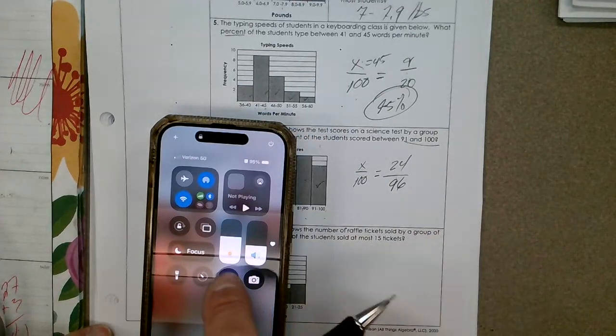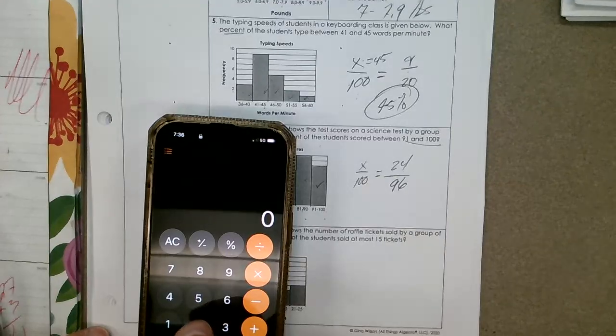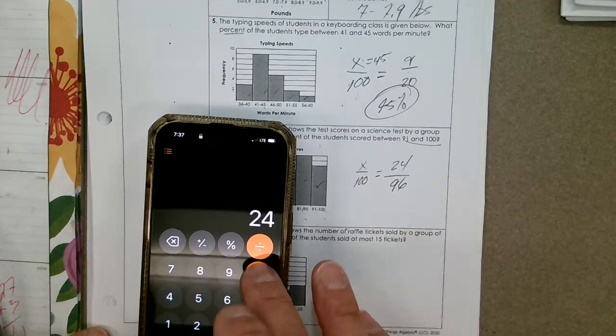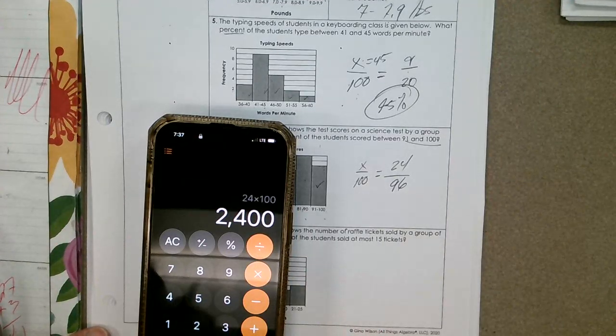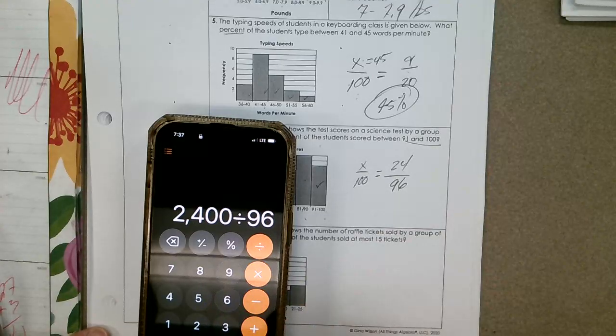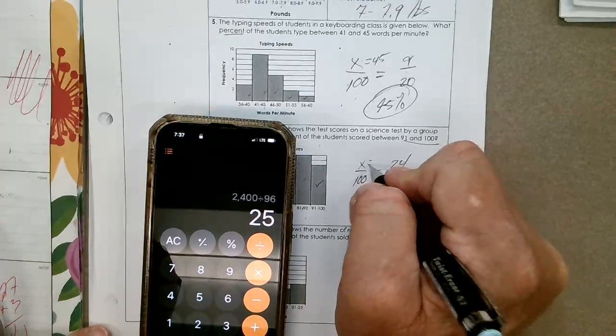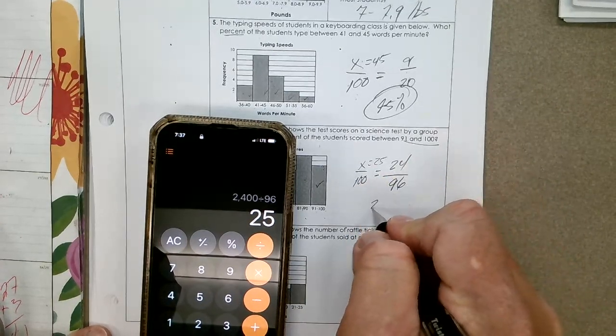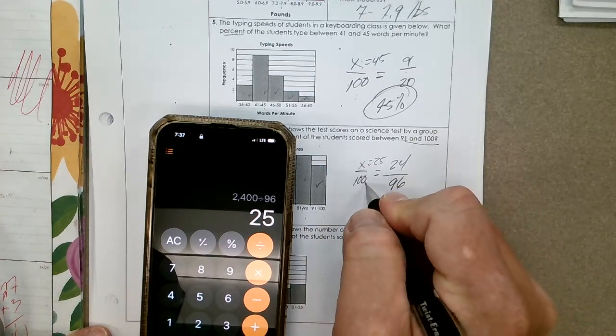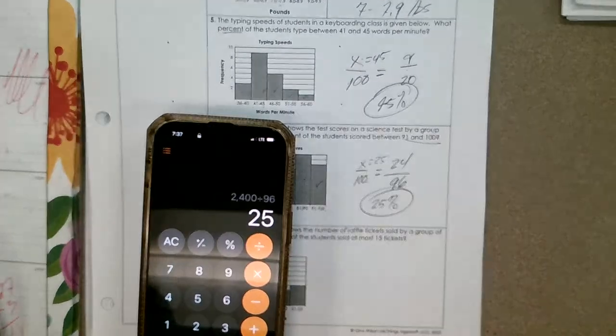Okay. All right, let's go. So 24 times 100 is 2400. Divided by 96 is 25. So x is 25 out of 100, which is 25%. Okay? All right, number 7.